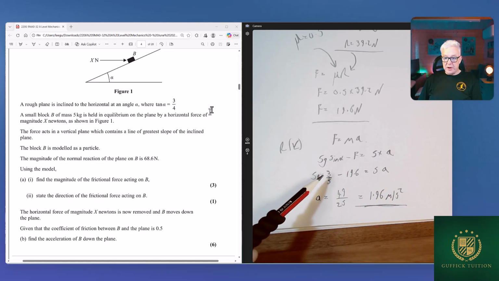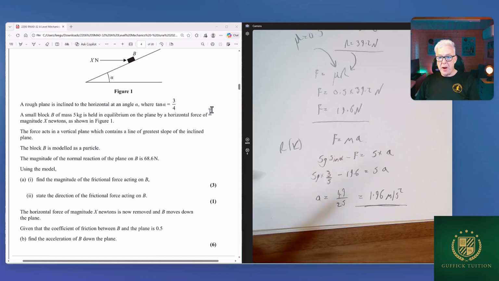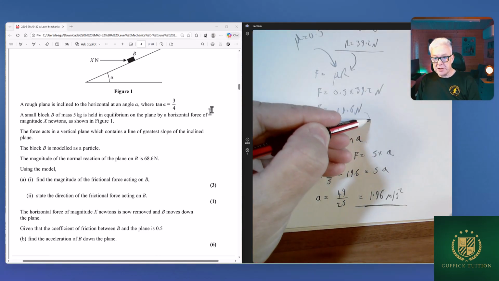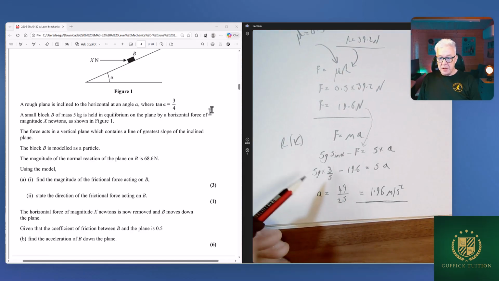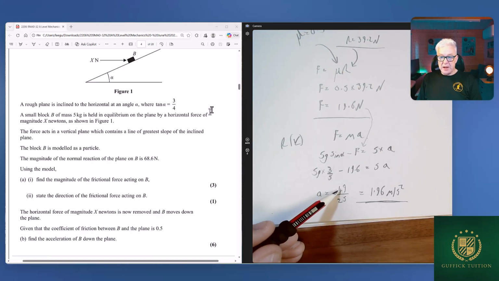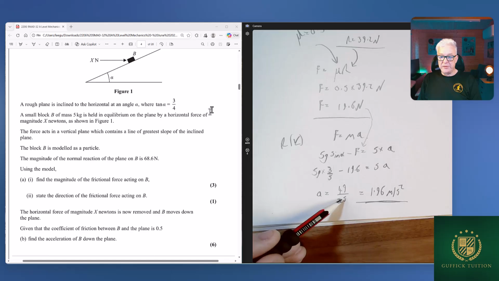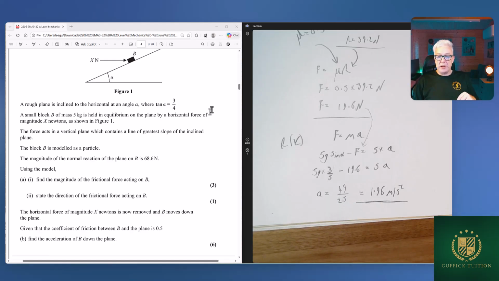We know sine alpha is 3/5. We know F is 19.6 newtons as well. So we know everything in there apart from the acceleration. So we work that out, and that turns out to be 49 over 25, which is 1.96 meters per second squared acceleration down the plane. And that is the answer to part B.